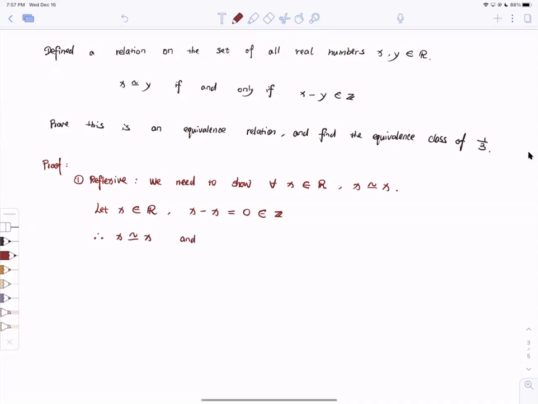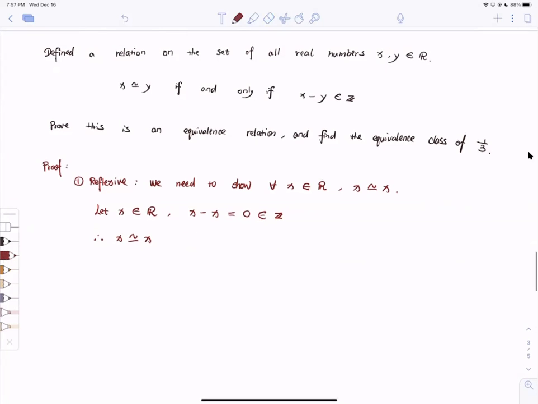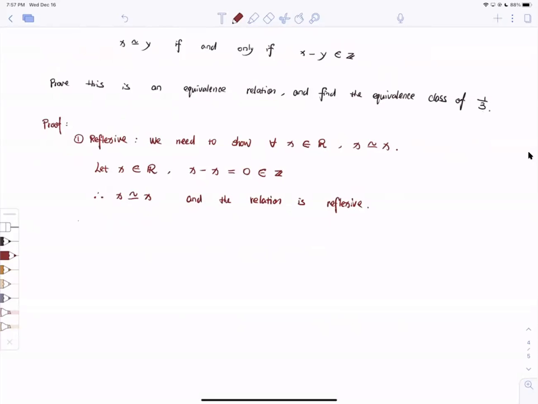They didn't say what the relation is. Therefore, x has a relation with itself, and the relation is reflexive. So that's reflexive, now symmetric.